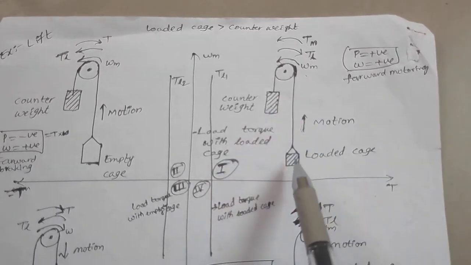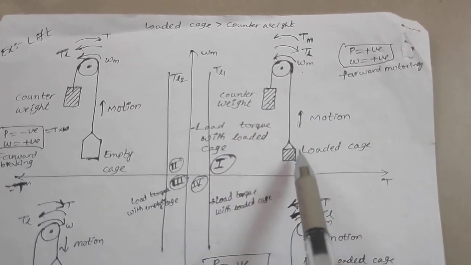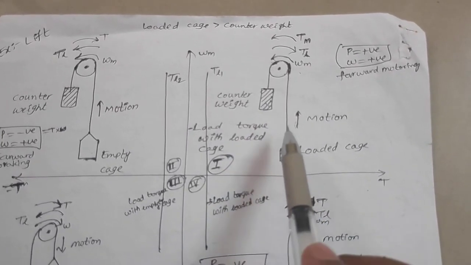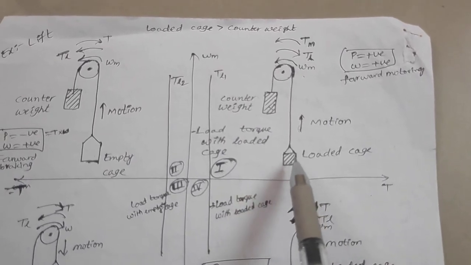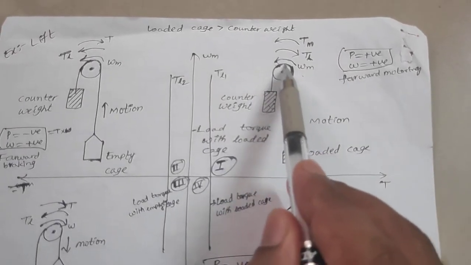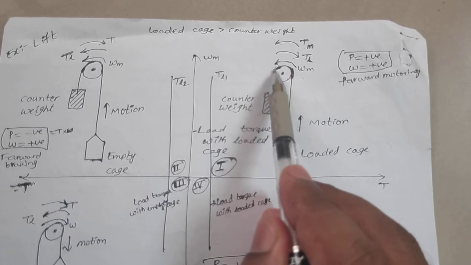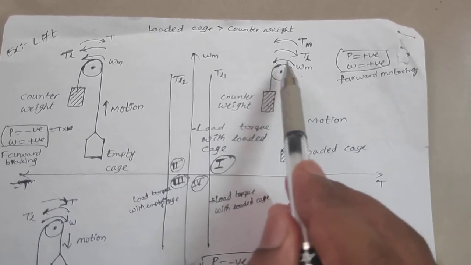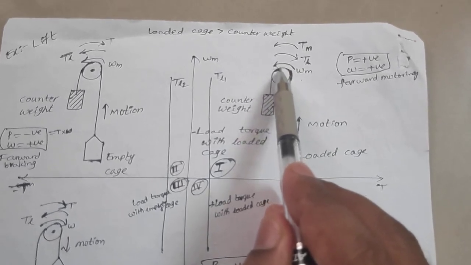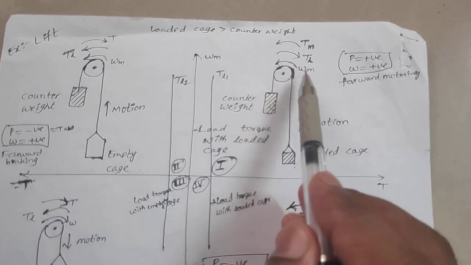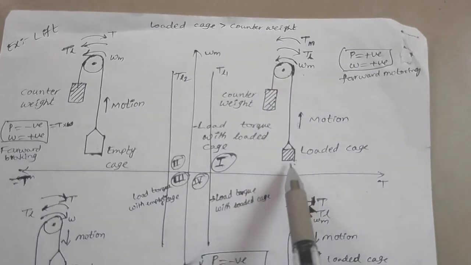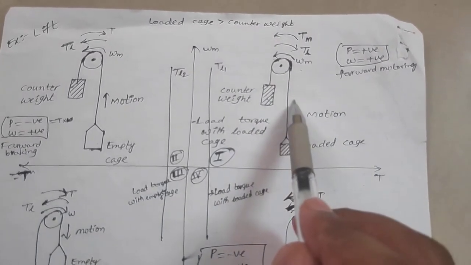So for this convention of the loaded cage and counterweight, at these positions the drive needs to operate in the forward motoring mode. How? The loaded cage needs to move in the upward direction. To move upward, the drive needs to rotate in the counterclockwise direction. So the counterclockwise rotation of the motor will move the loaded cage upward.